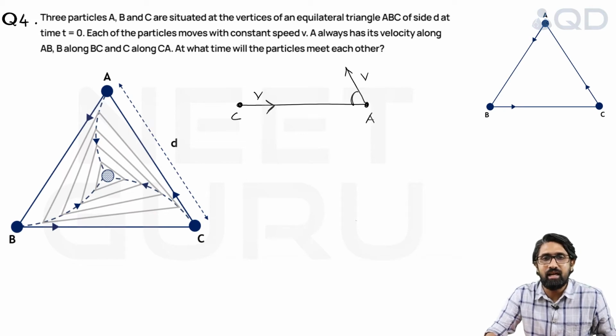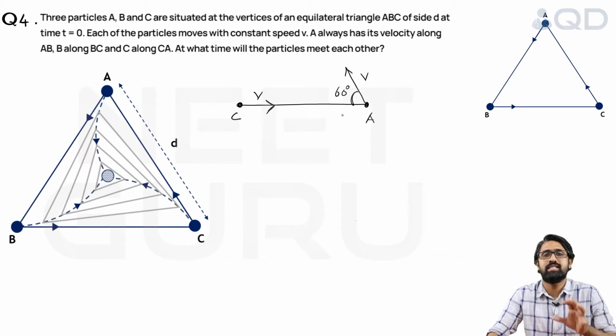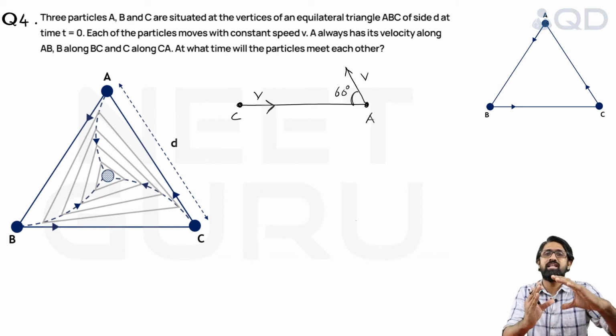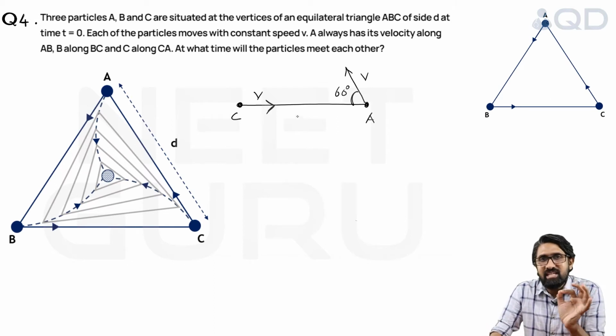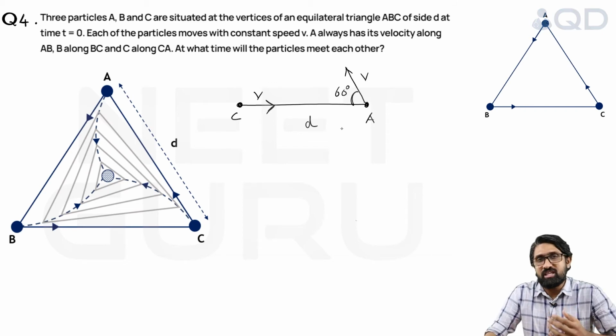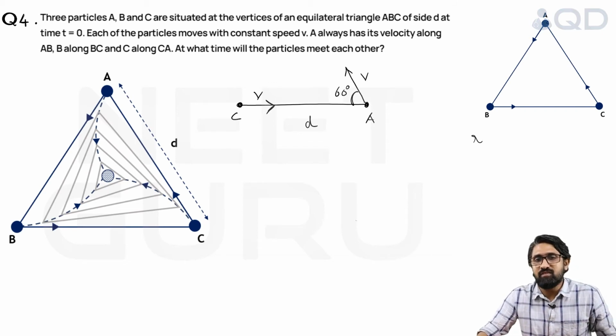And this angle here would be 60 degrees because it's an equilateral triangle. The equilateral triangle is maintained throughout. The initial separation between them is d when they begin to move. And finally, when they collide, the separation would become 0. So the relative displacement in the process is d.